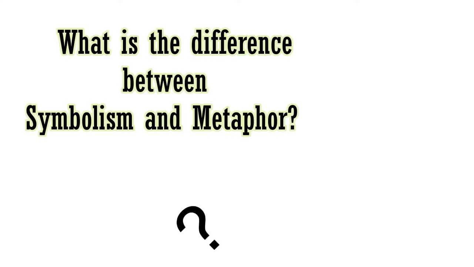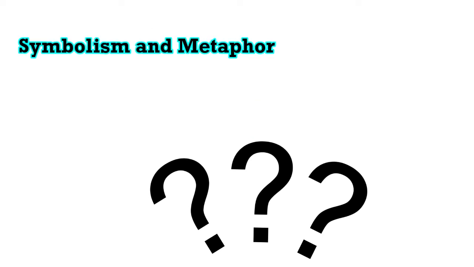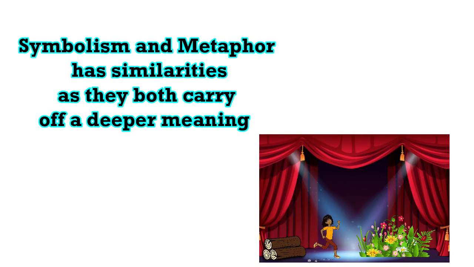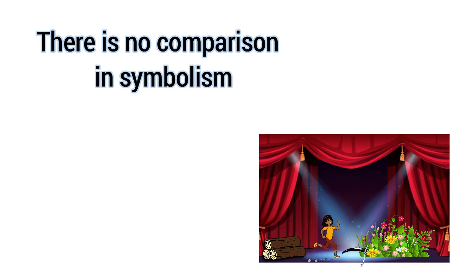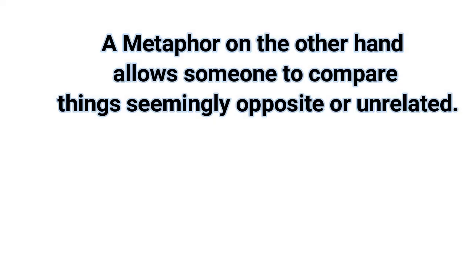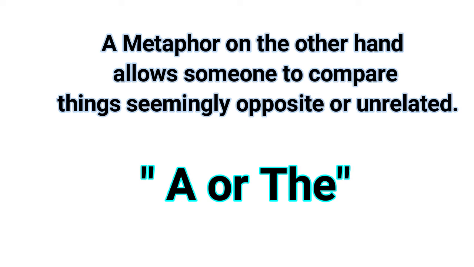Now, what is the difference between symbolism and metaphor? Symbolism and metaphor have similarities as they both carry a deeper meaning in literature and other works. However, they are different. While symbols can be anything which is used to represent something else, there is no comparison in symbolism. A metaphor, on the other hand, allows someone to compare things seemingly opposite or unrelated, often using the word a or the to compare those things.